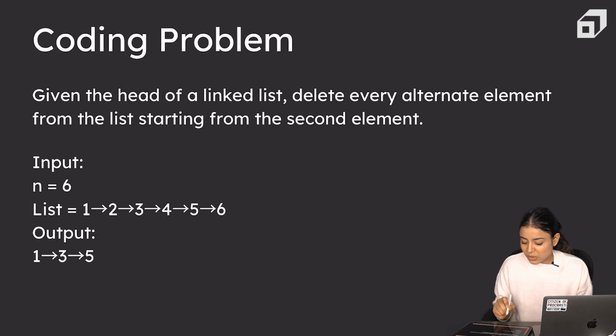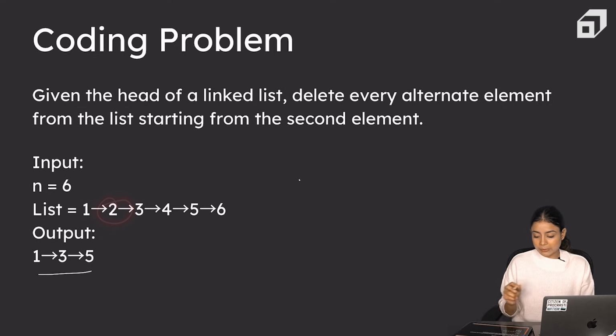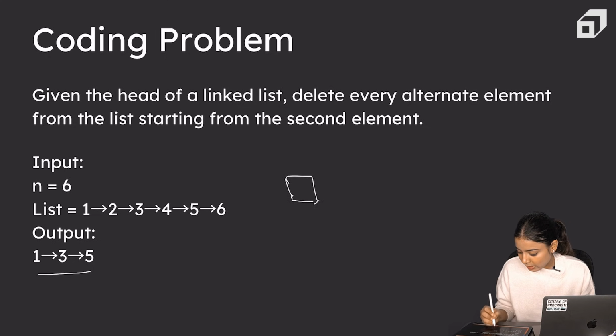So the first question is, given the head of a linked list, we have to delete every alternate element from the list starting from the second element. Alright, so if this is our input, the output looks like this, where we're deleting every alternate element starting from the second element. Let's try to see how we can implement this in code.